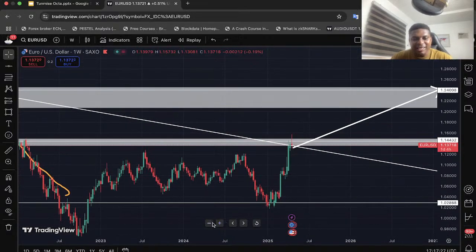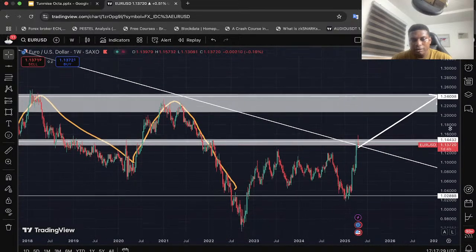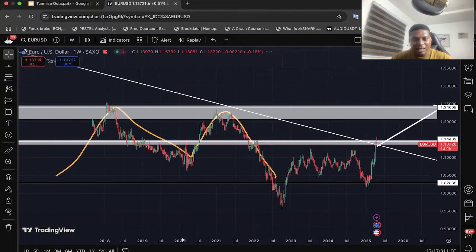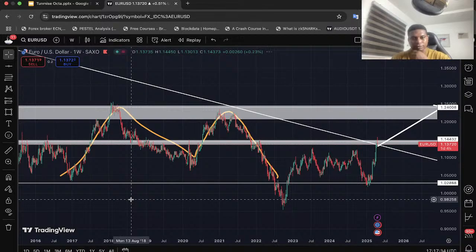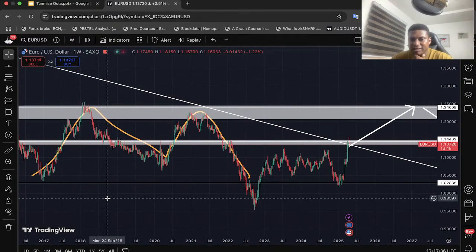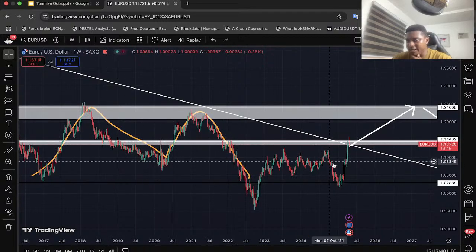Now we can see more clearly what the weekly time frame is saying here.